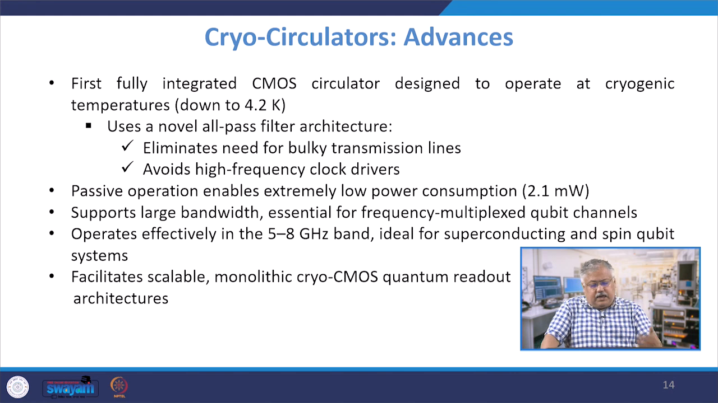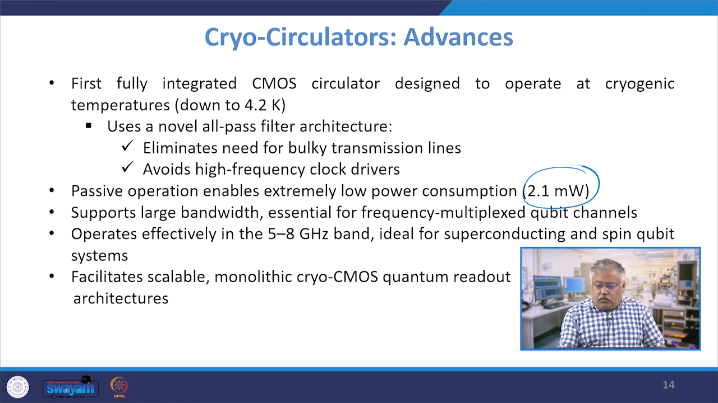Typically, the first CMOS circulator was designed to operate at 4.2 Kelvin and uses an all pass filter architecture, and therefore all bulky transmission lines and all high frequency clock drivers have been removed. These are the two major bottlenecks of a circulator: the bulky transmission line and high frequency clock drivers. The power they consume is 2.1 milliwatt, which is quite acceptable in terms of design, and they support large bandwidth essential for frequency multiplexing qubit design, and operate at 5 to 8 gigahertz, which is the requirement for a spin qubit system, and they are very easily scalable.